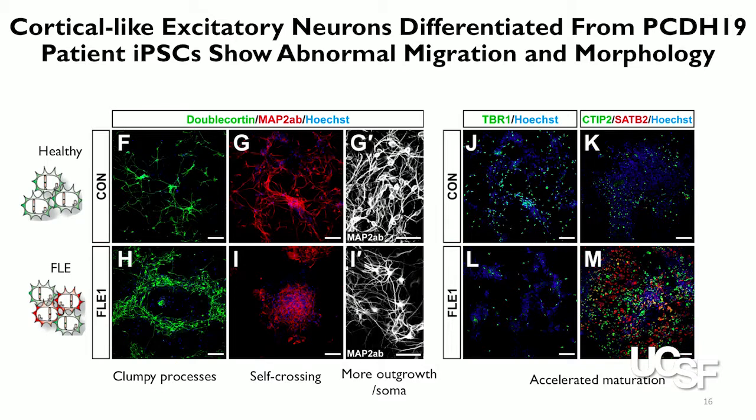So you can see in the control cells, there's a lot more TBR1 positive. That means there's a lot of neural progenitor cells in the control cells. And in the patient, there's a dramatic reduction of the TBR1 staining.